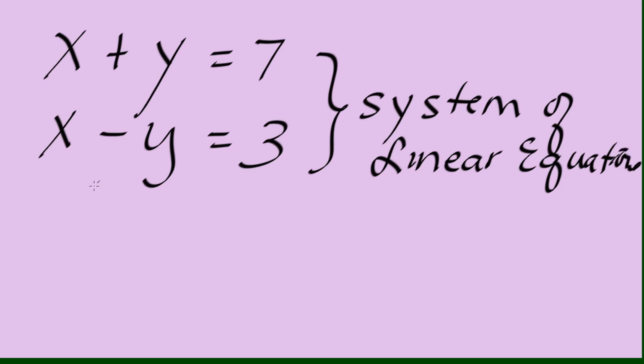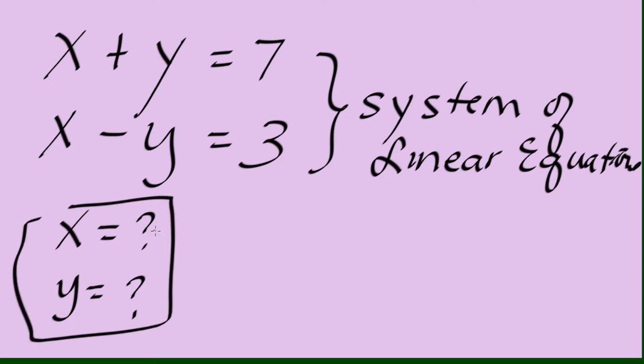Now, when we say solve this system of equations, we're expected to find the value of x and also the value of y that satisfy the two equations. So we have one solution if we are able to find the value of x and y. If you look at the equation, you can actually guess the numbers. It's like what two numbers when you add give you 7, and at the same time, those two numbers when you subtract give you 3.